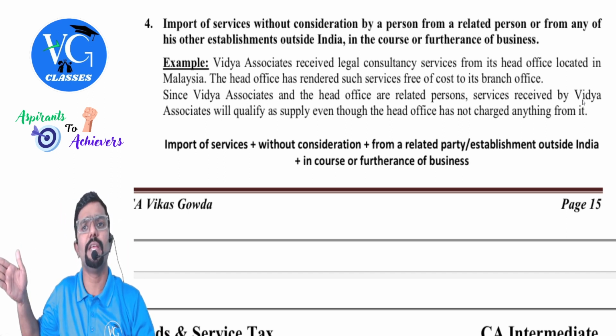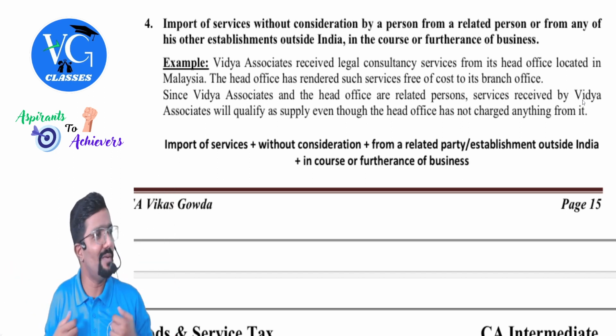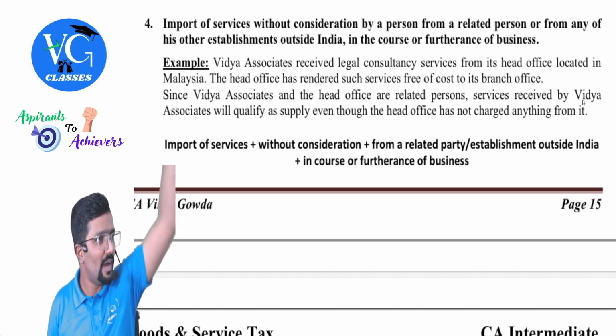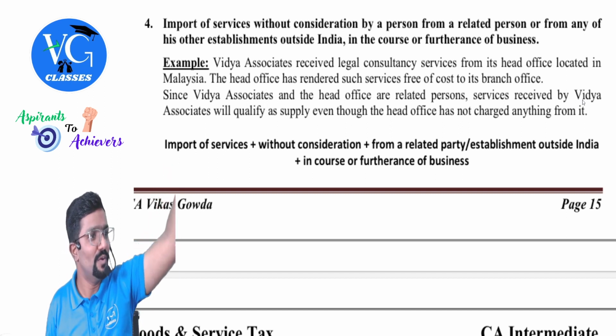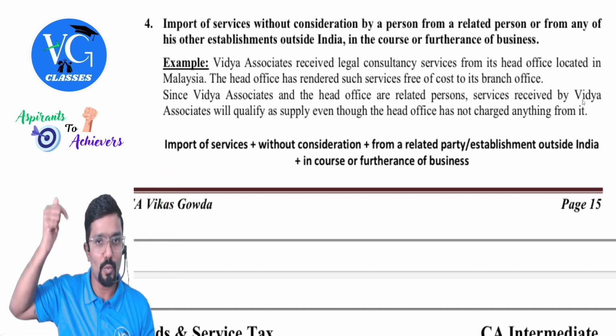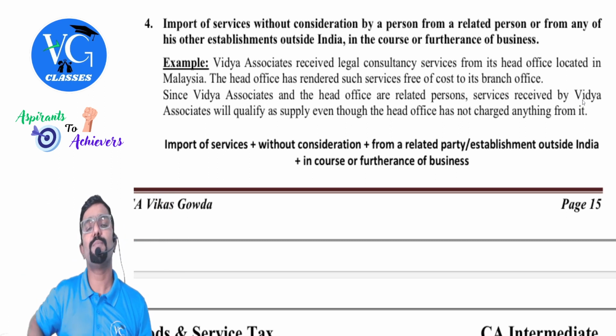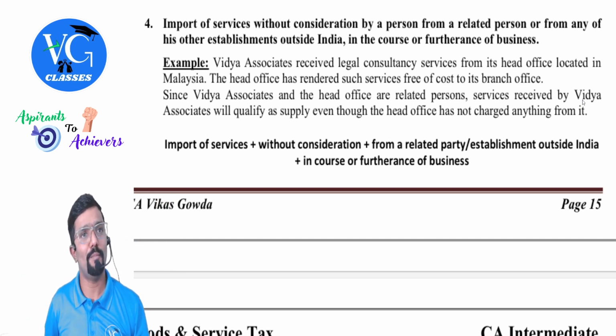Sir, why are they targeting him, sir? Because the exporter is not in our control. Where is the exporter? Outside India, in a non-taxable territory. So the government cannot target them. Whom are they targeting? The importer who is in India. So we call this mechanism the reverse charge mechanism, guys.